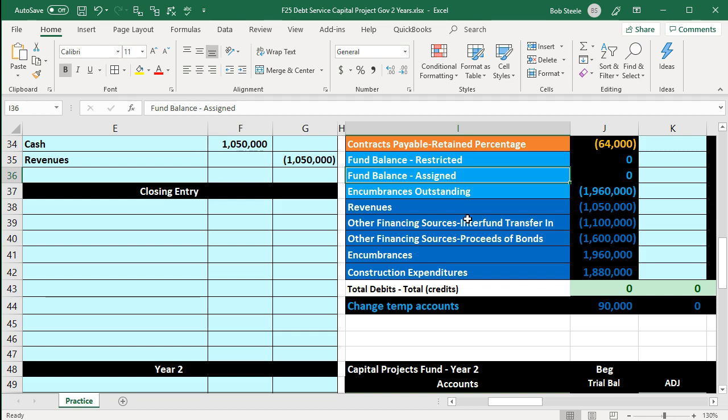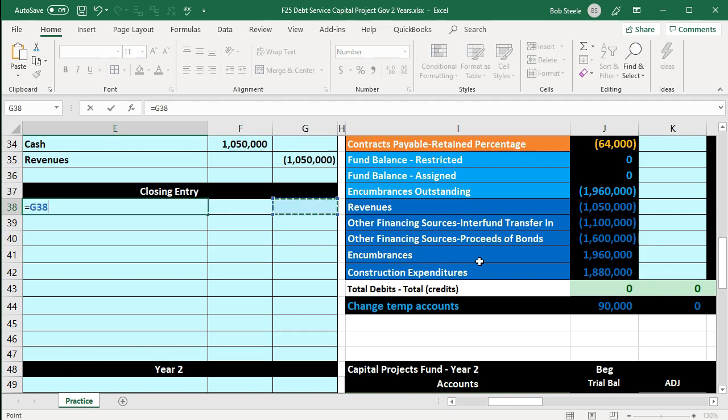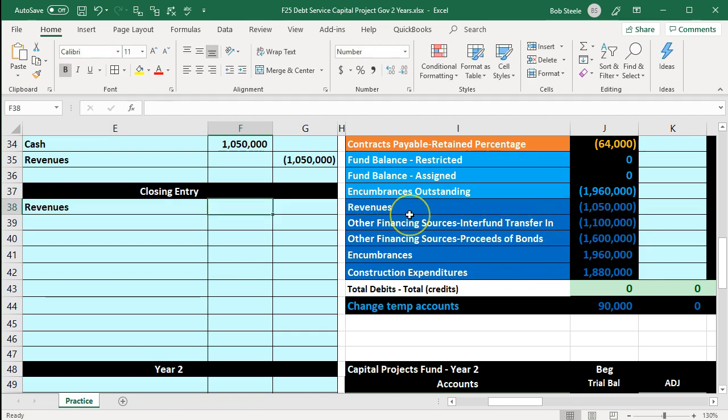Okay, so let's record this. Basically, it's going to be the same type of process. We need to make all of these blue accounts 0 except encumbrances. So we're going to go back up top. We're going to say revenue. It's got a credit in it, so I'm going to debit it for whatever's in there. So here's the revenue account. What's in there? That 1,050,000. So we're going to say 1,050,000.